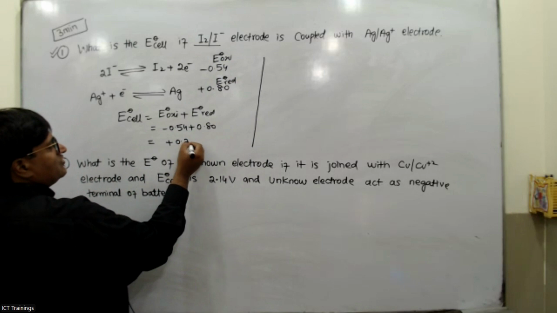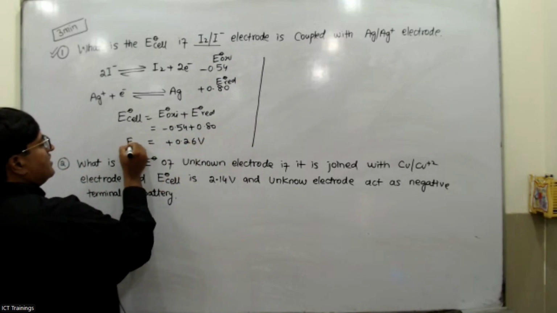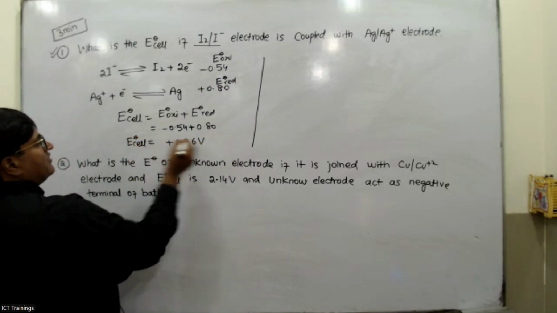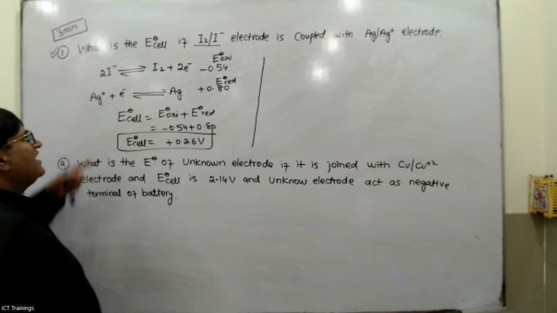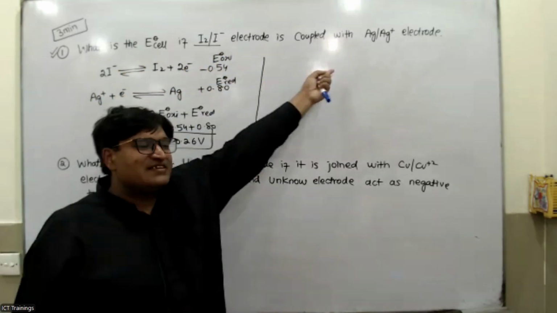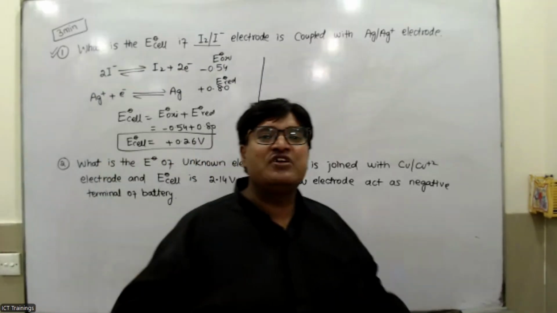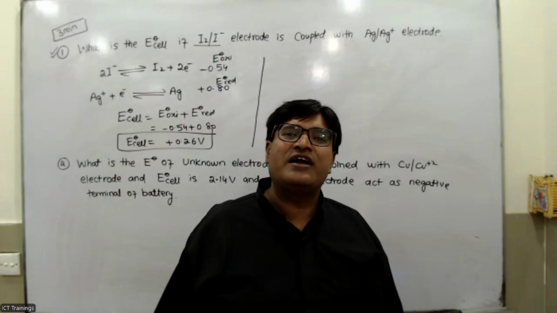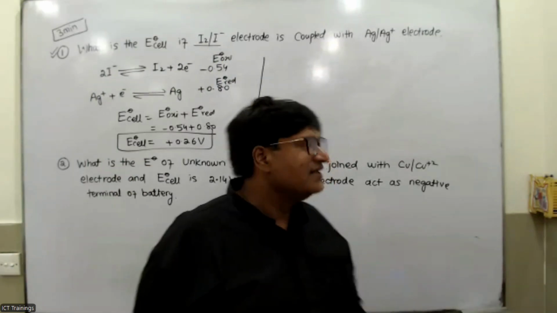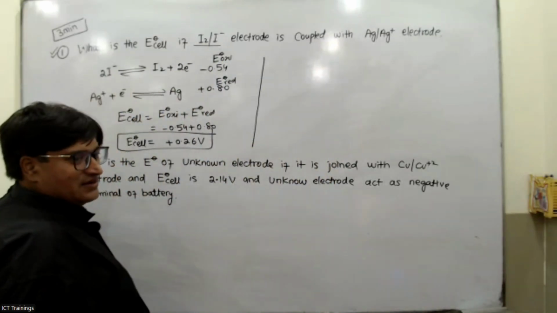Plus 0.26 volt. So this is the E naught of cell. It means, my dear students, if a cell is made from I2 and I minus and silver plus ions, it will produce a voltage of 0.26 volt. Did you get it? This is the explanatory method.